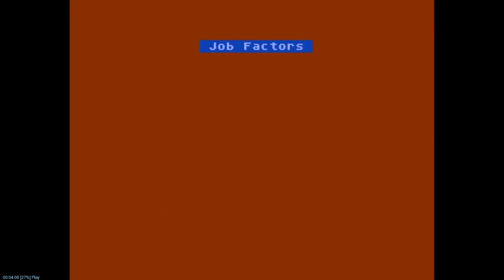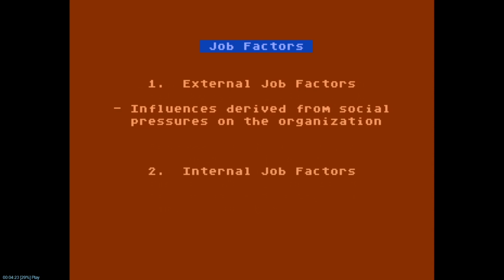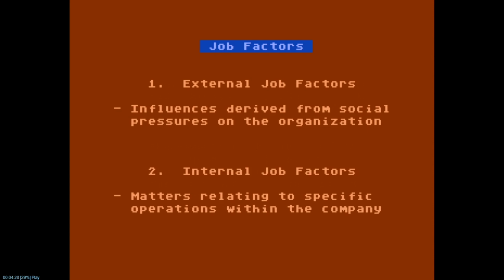There are a number of factors which can influence the effectiveness of a supervisor. These can be classified as job factors, and there are 2 basic kinds. The first is external job factors, which are influences derived from social pressures on the organization. The other is internal job factors, which are matters relating to specific operations within the company.